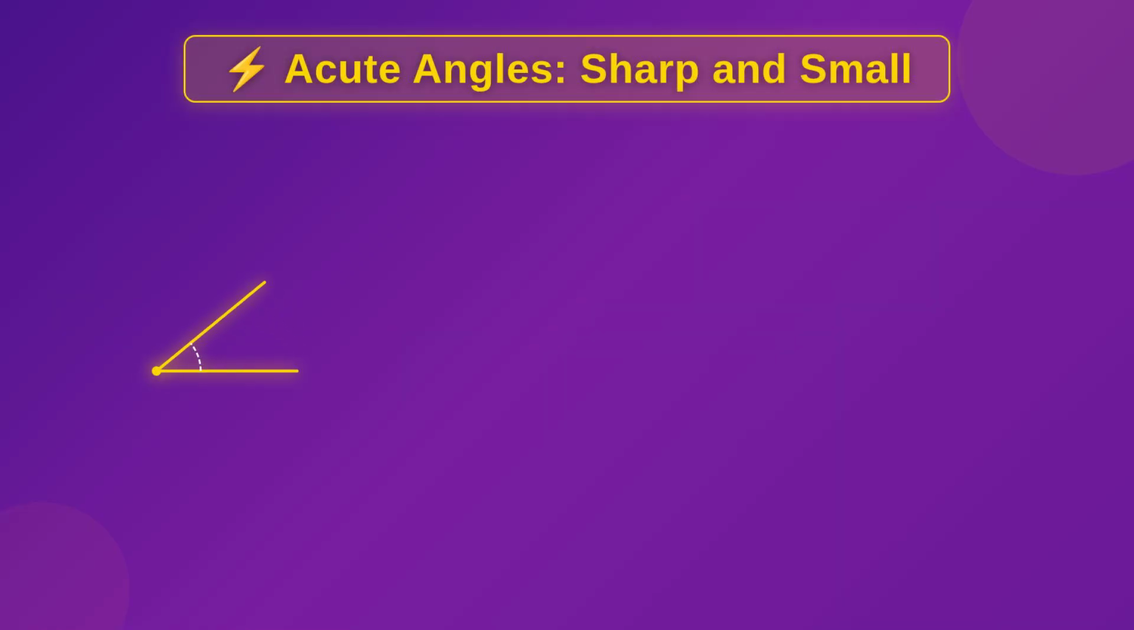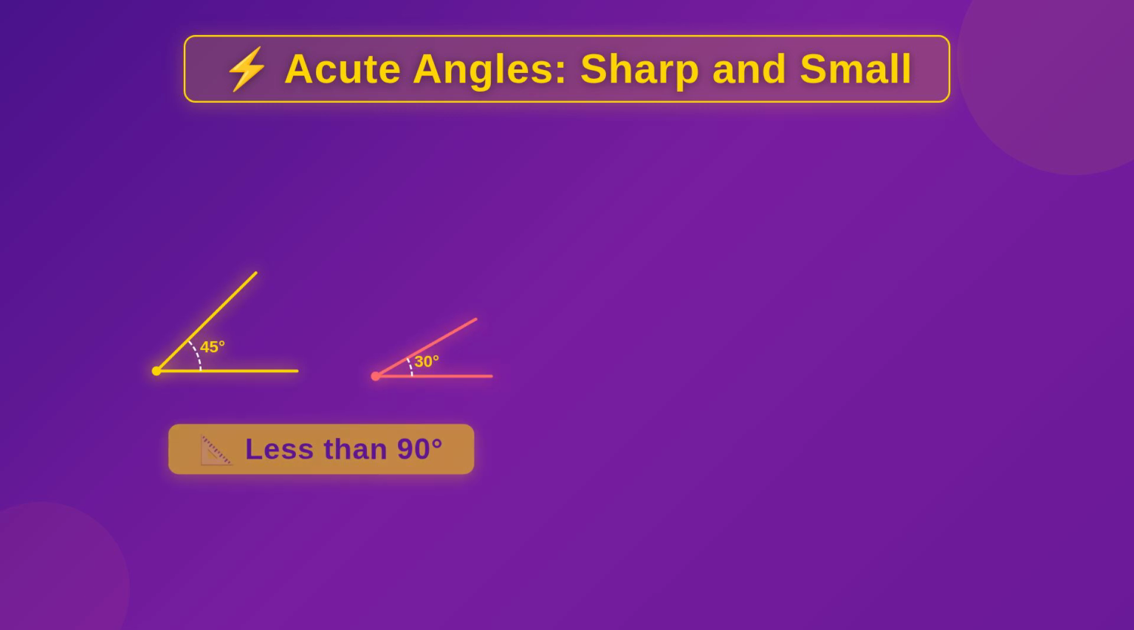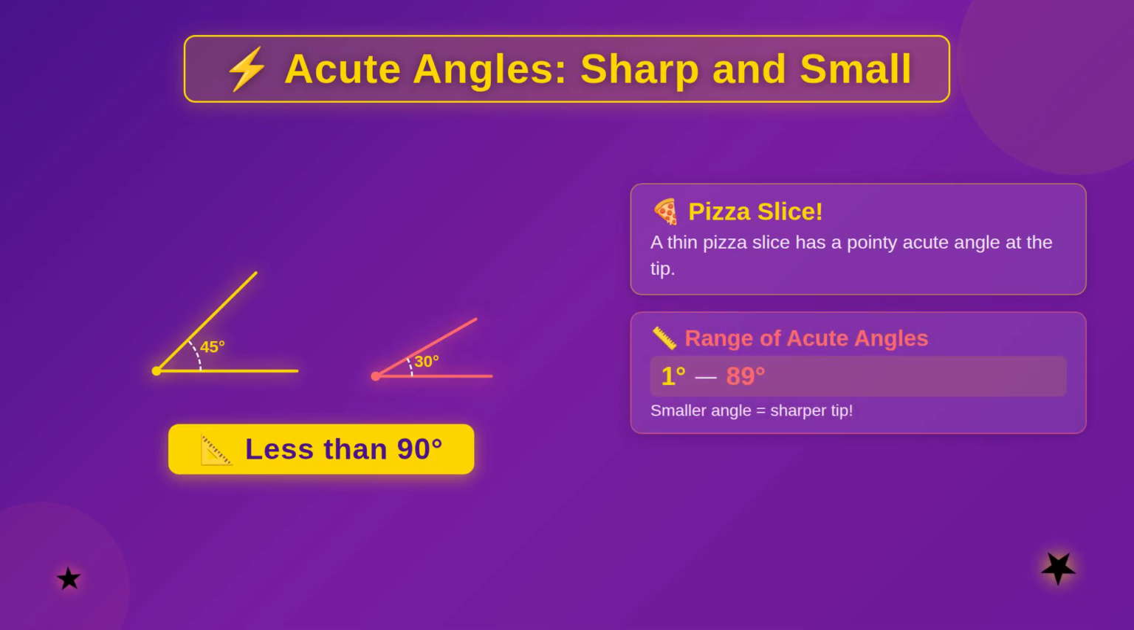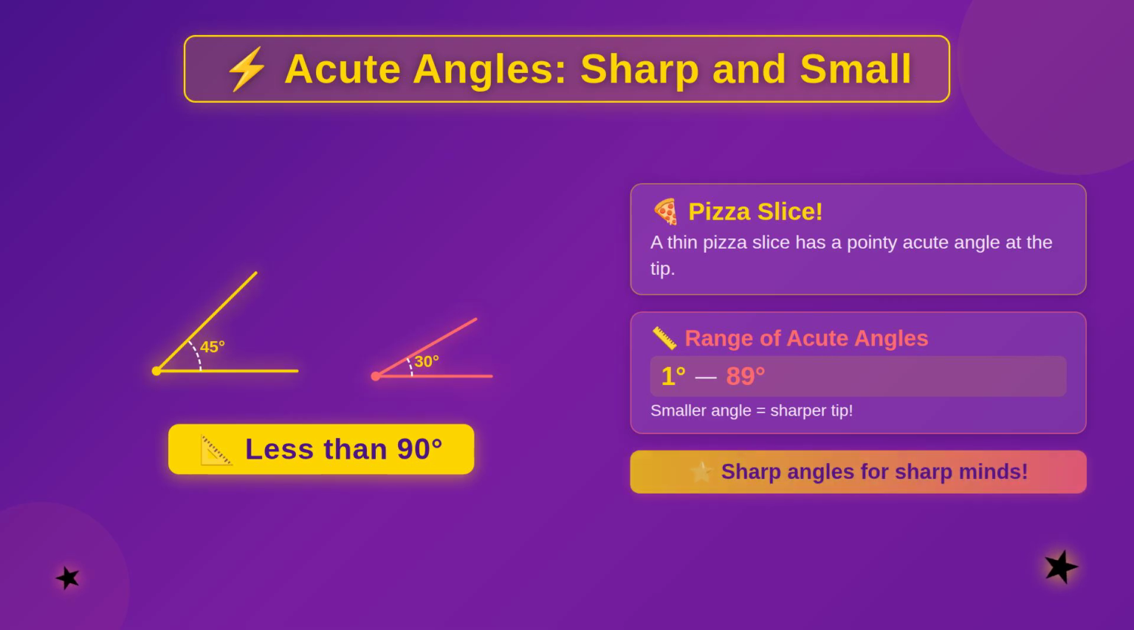First up, acute angles. These are the sharp, pointy angles that are less than 90 degrees. Maya loves these because they make the tips of her star look extra spiky and cool. Think of a pizza slice. If it's a really thin sliver, that pointy end is an acute angle. Any angle from just above 0 degrees all the way up to 89 degrees counts as acute. The smaller the number of degrees, the sharper and more pointy the angle looks. Sharp angles for sharp minds.